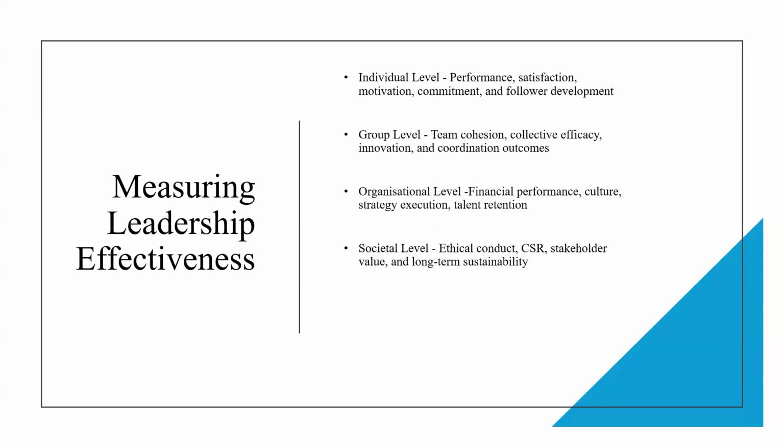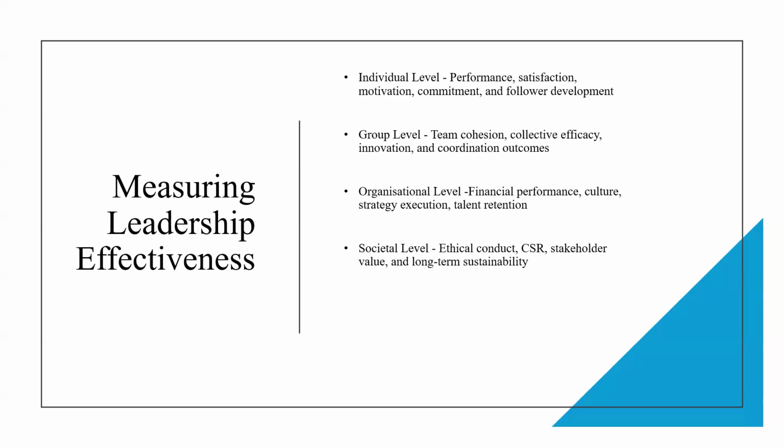Now, if I want to measure how effective leadership has been, I look at the individual level. These can be some of the indicators. How is the individual performing? Are they performing well? Are they satisfied? Are they committed? Are they ready to follow instruction? If these are positive, then your leadership style is being effective. Is there group cohesion? To what extent are they able to coordinate properly? Are they able to work together to be innovative?